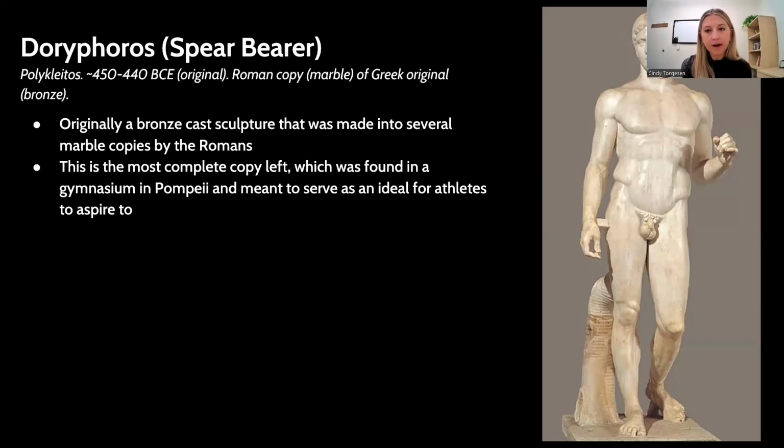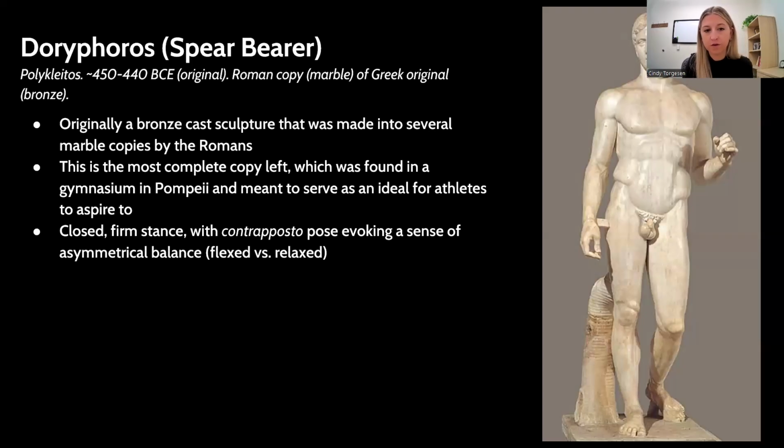This is the most complete copy left that we have, and it was originally found in a gymnasium in Pompeii. So that tells us that this would have been something that was possibly used to inspire athletes. Again, this is not just like here's your gym photo to give you motivation. Physical fitness was seen as connected to your spiritual life and your intellectual life. So this was meant to be not only an example of what a good athlete could look like, but of mental fitness as well, right?